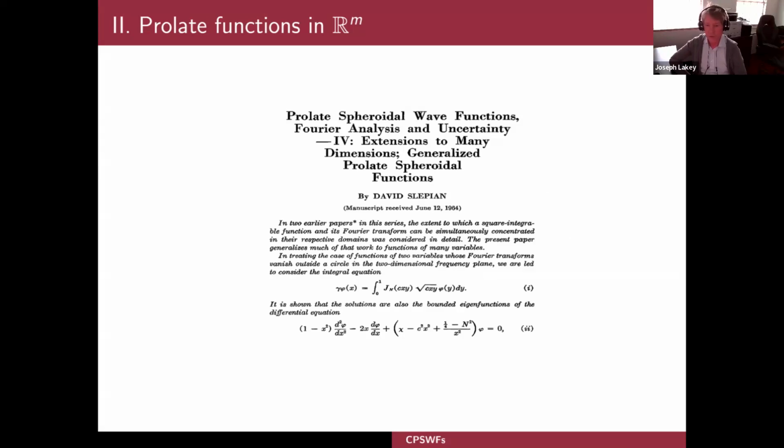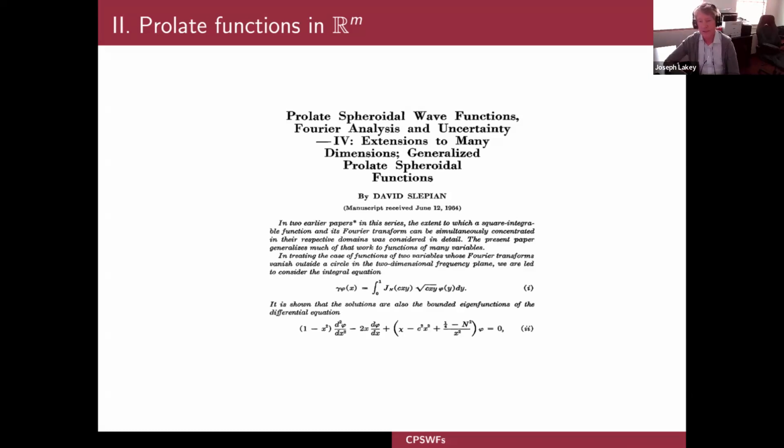And he refers to eigenfunctions of this operator as generalized prolates for radial wave functions. And so these eigenfunctions are the radial parts, and then depending on n, they're coupled with spherical harmonics of appropriate order to obtain the generalized prolates for wave functions in higher dimensions.